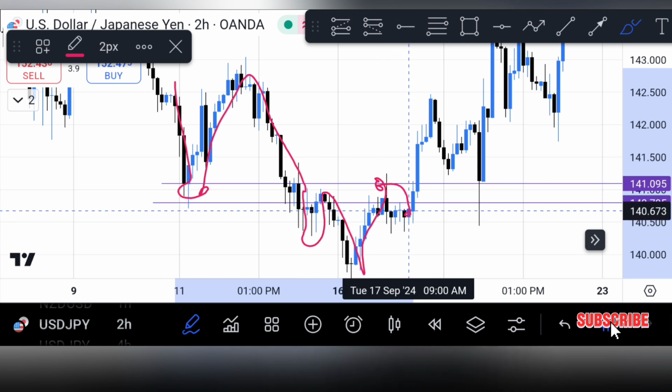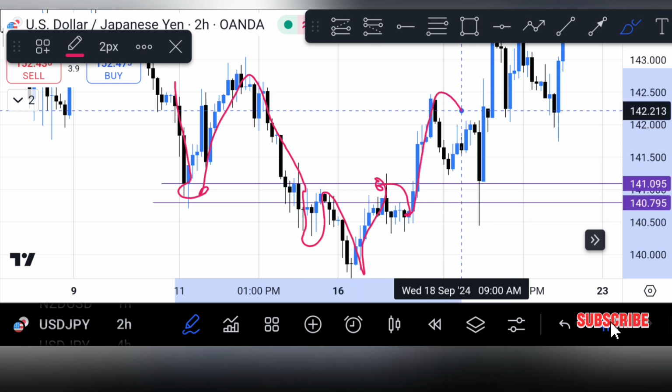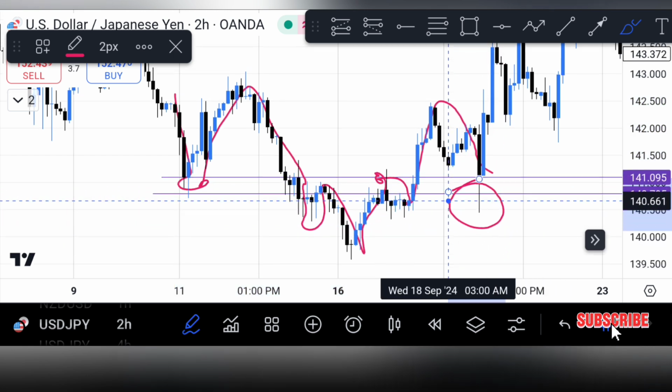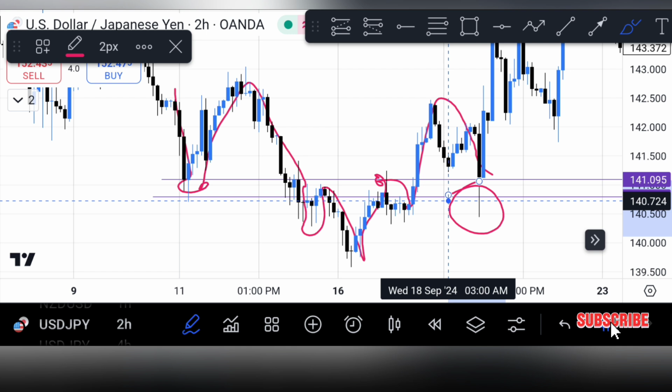Then it came back a little here. There was a push to the upside. Price came back to the zone. So this wick that you are seeing below here is what we call the stop hunt. Price is trying to hunt for people's stop losses.